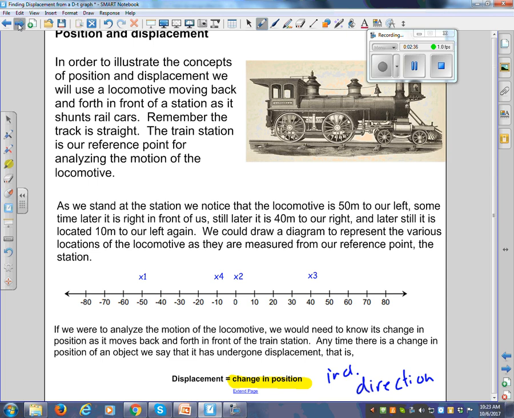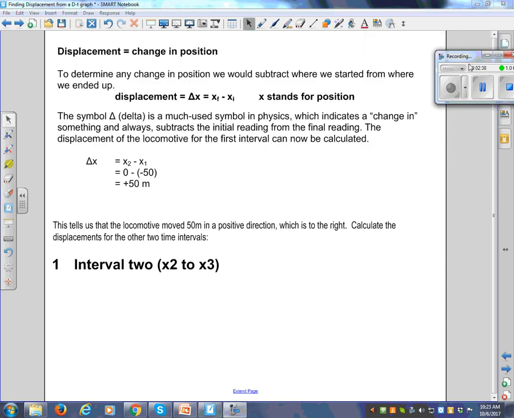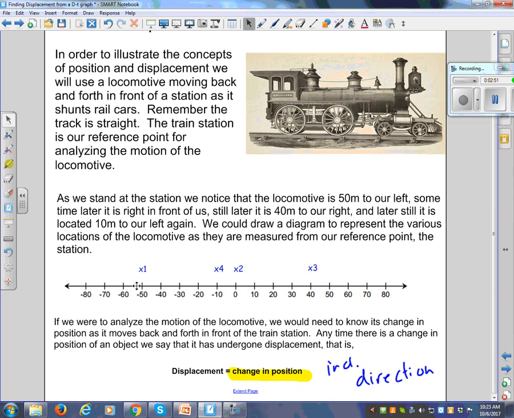Anyways. So displacement is a change in position. To determine any change in position, we would subtract where we started from where we ended up. Now most people can figure this out. Like if you go back here, the displacement from x1 to x2 is how much? How far did I go and in what direction? I went 50 meters forward. You can just look at it and figure it out, right? It's easy.